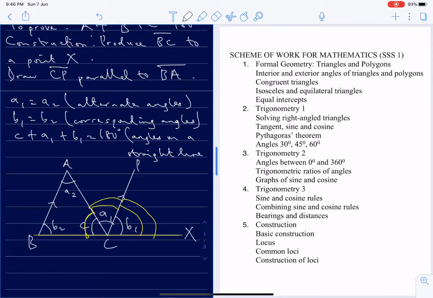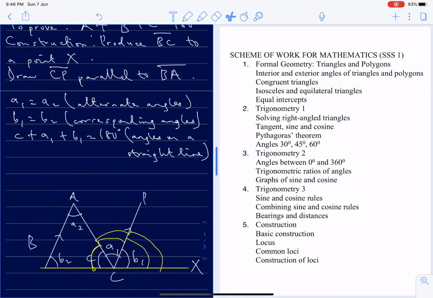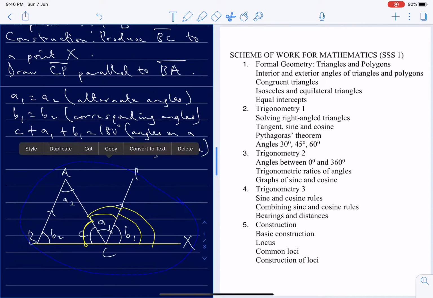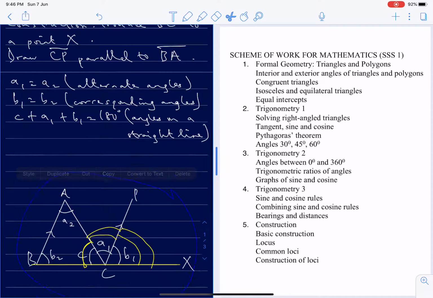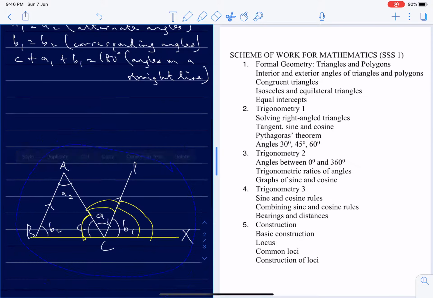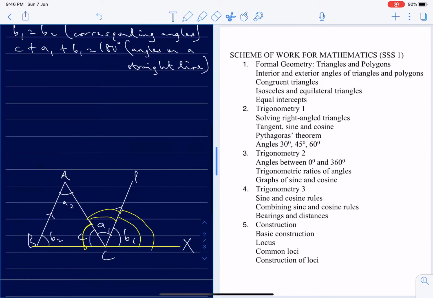You don't need to redraw this diagram. I've just brought it down for you to see. Don't redraw the diagram. It is just for you to see what I'm writing, or the part of the diagram I'm referring to, as I continue with the proof. This is B.